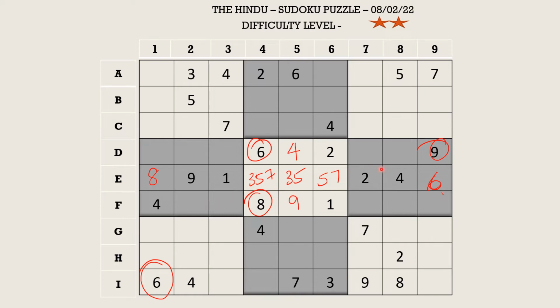Now let's try to fill the other 2 blocks. There is 8 and 1 in the central block which blocks these 3 cells. So 8 and 1 goes here. There is an 8 in the 8th column which is blocking here. So D8 takes 1 and D7 takes 8.